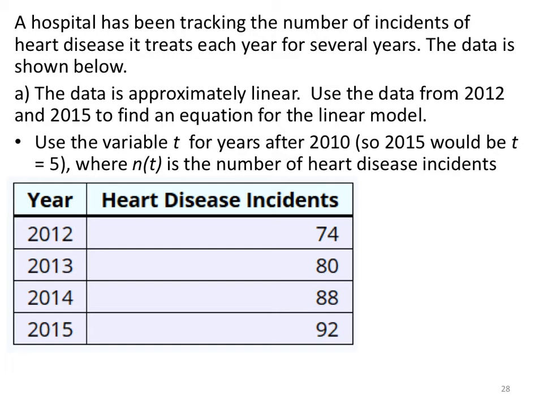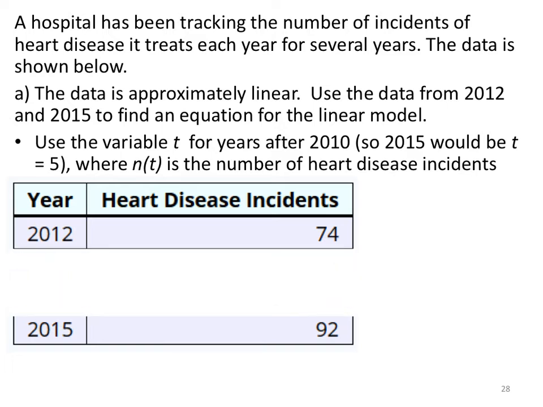It's saying we only want to use the years 2012 and 2015, so ignore that garbage between, because we don't care how it was changing in between. We're just going to use these two values. And again, depending on how your numbers look, it could be quite manipulative. But it says use the variable t for years after 2010. So in other words, 2015 would be t equals 5, where n of t is the number of heart disease incidents. N of t just represents our y value.